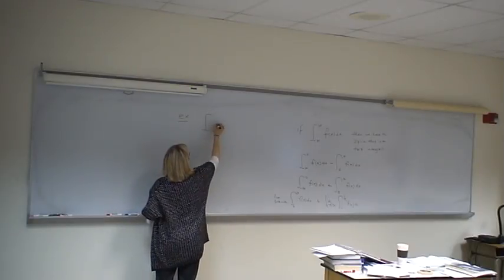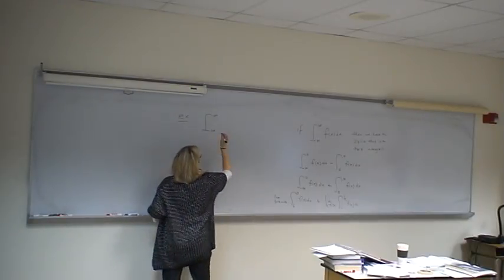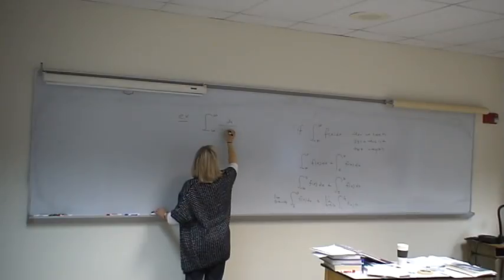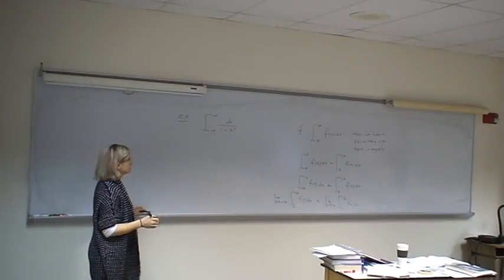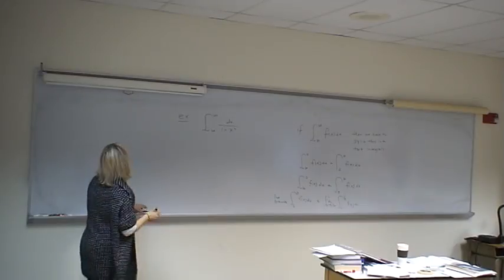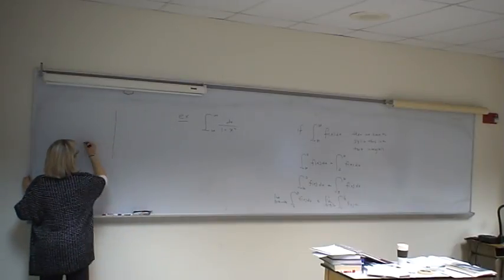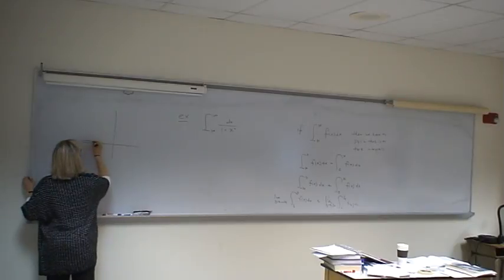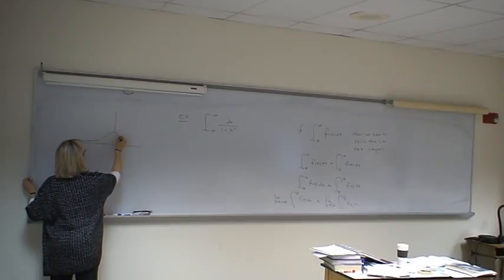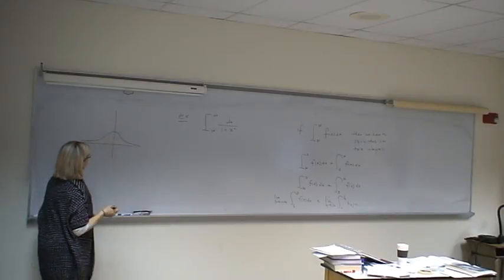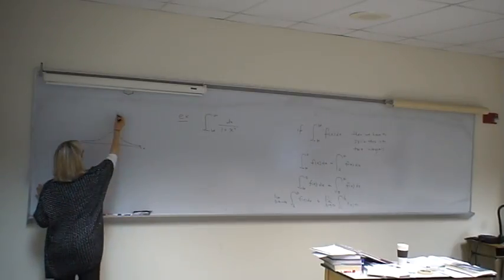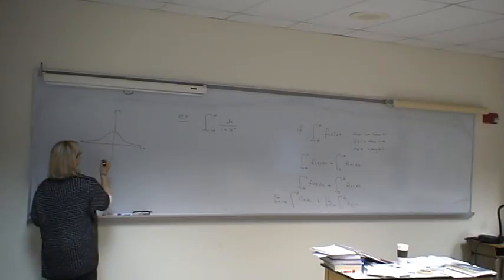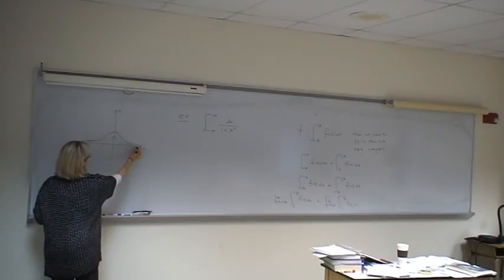Integral from negative infinity to infinity of dx over 1 plus x squared. So what that looks like is sort of this bell curve thing here. It should be perfectly symmetric. So we want to find this whole area there.